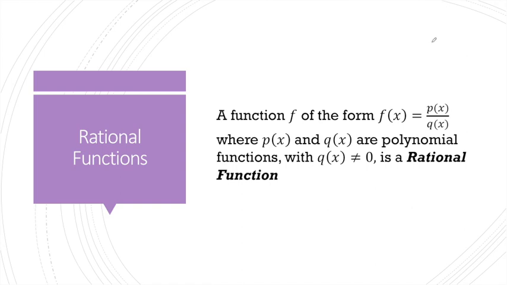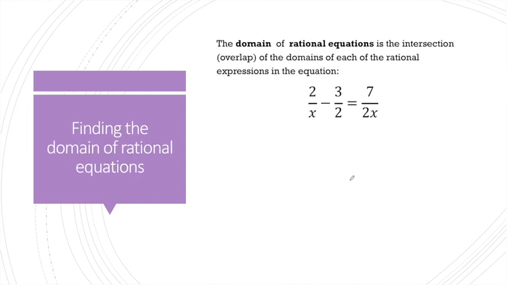So remember, our rational functions are of the form p of x over q of x, and that our denominator can never equal 0. The domain of rational equations is the intersection, or the overlap, of each of the rational expressions in the equation. So now I need to find the domain by setting each of the denominators equal to 0. Now we can ignore this constant term because its denominator will never equal 0.